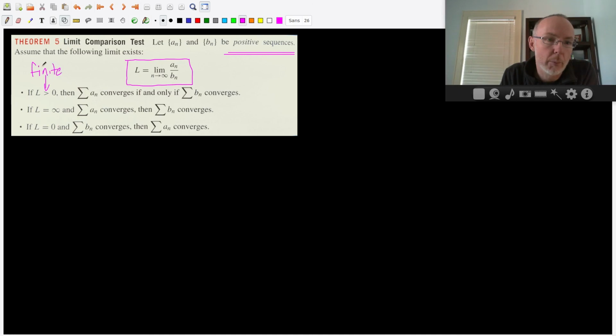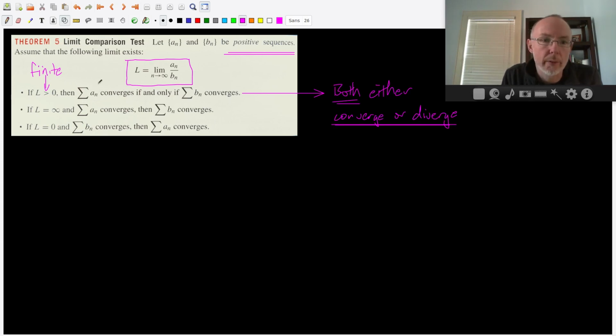If this is some positive finite number, then these two series converge or diverge together. So what this is saying is that both of these series do the same thing. If this limit exists and it's a finite number greater than 0, and the sum of the a's converges, then the sum of the b's converges. If the sum of the b's diverges, the sum of the a's diverges. So they're absolutely linked together. They have the same behavior.